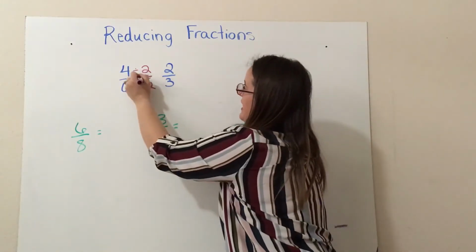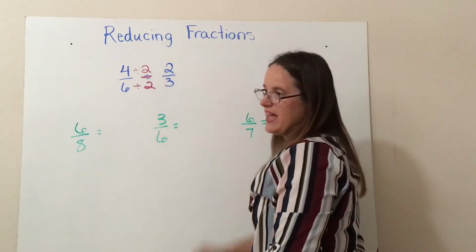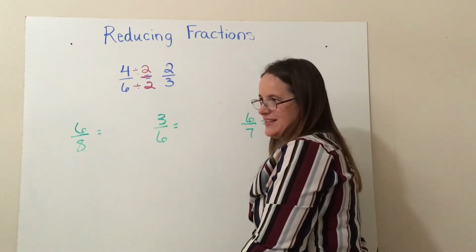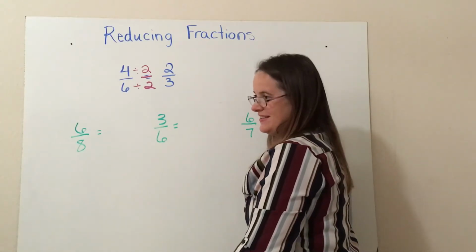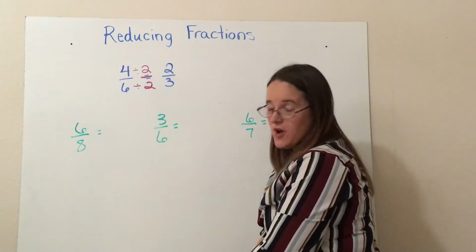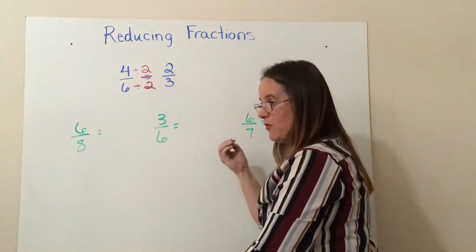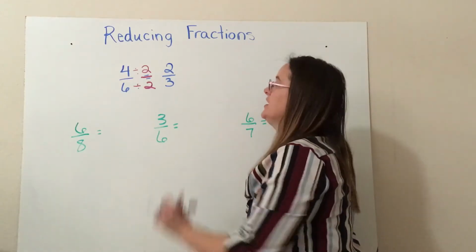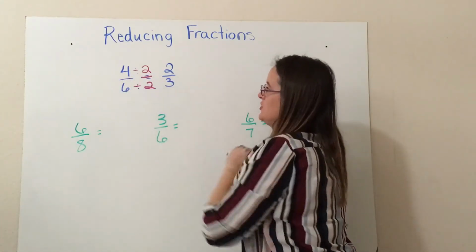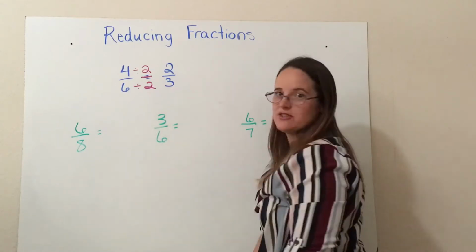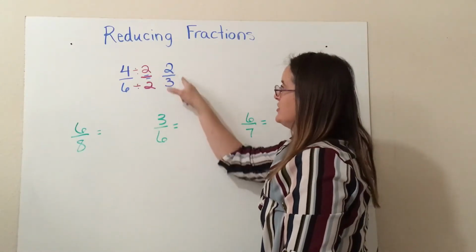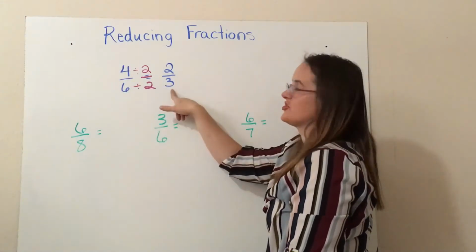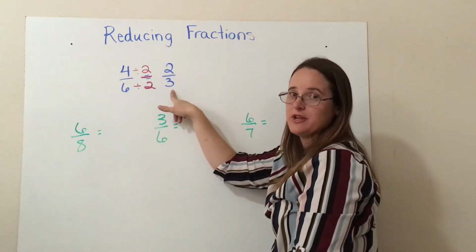And if I do that, look here, I have a fraction, 2/2. What's 2/2 equal to? 2/2 equals 1, and if I divide something by 1, I end up with the same amount, right? So 4 divided by 2 is 2, 6 divided by 2 is 3, so I can say that 2/3 is the same amount as 4/6. I just changed the denominator to be a smaller number.